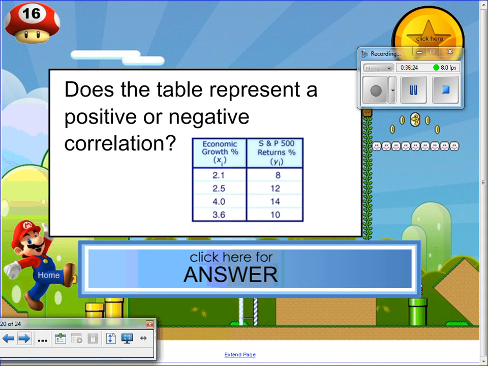Then go down into the white boxes in your calculator, and you're going to type in those values of 2.1, 2.5, 4.0, and 3.6 for your X's. And for your Y's, you're going to type in 8, 12, 14, and 10. And then from there, we want to figure out what type of correlation is happening. So from there, you're going to make sure that you're in an empty box, and you're going to press Menu. Then you're going to go down to Statistics, which is number 4. You're going to press Stat Calculations. And then you're going to do Linear Regression MX plus B.